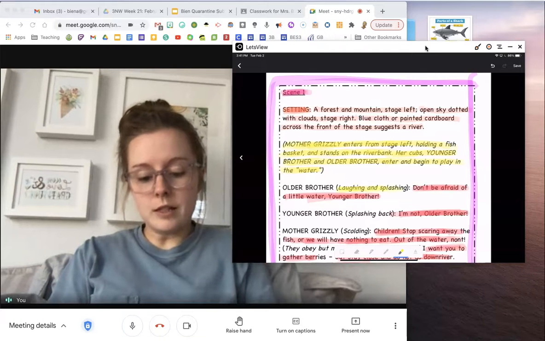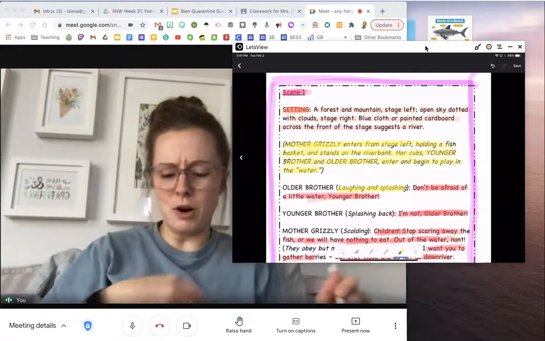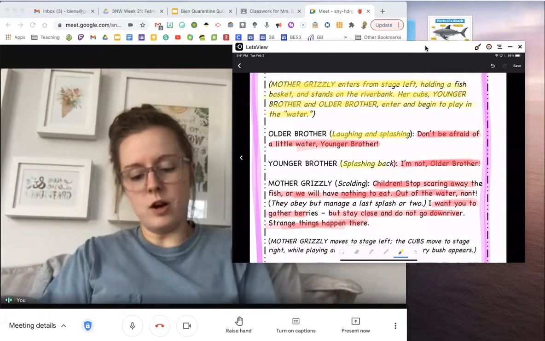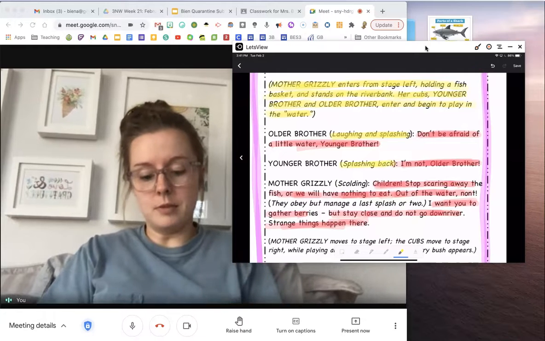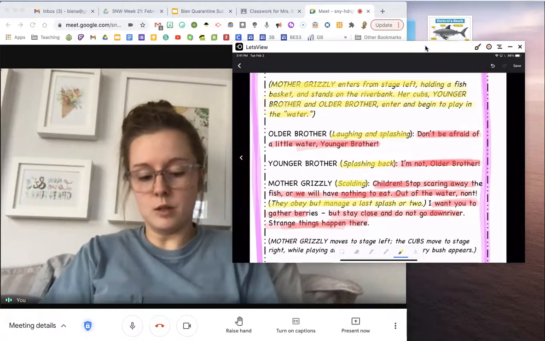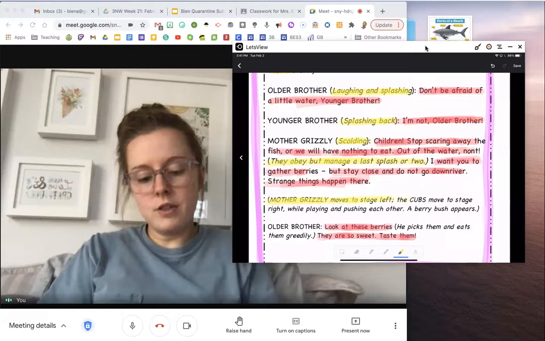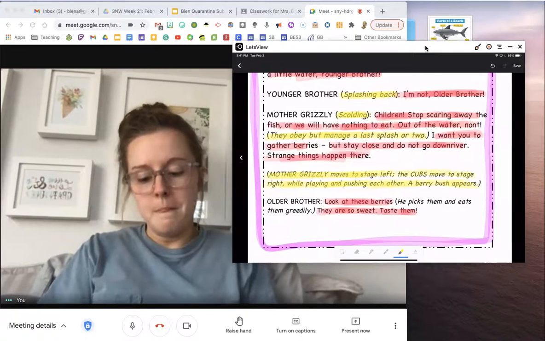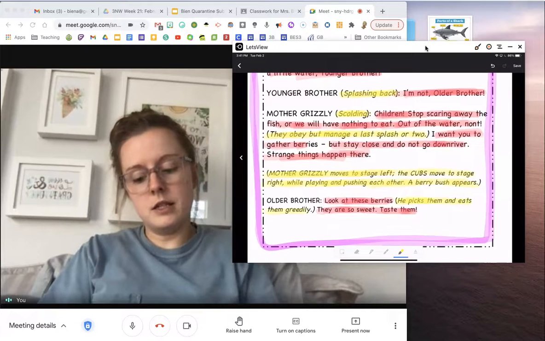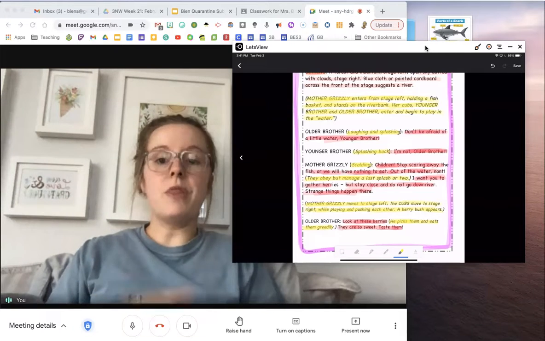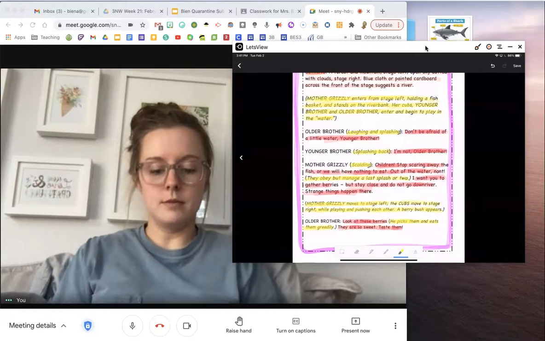Older brother is laughing and splashing as he says, "Don't be afraid of a little water, younger brother." And younger brother says, "I'm not, older brother." He's splashing water back on him. That's when Mother Grizzly comes in and scolds them, gets on to them. They do what she says, but they splash a couple more times real quick. It tells me that Mother Grizzly moves to stage left, the cubs move to stage right, playing and pushing each other, and a berry bush appears. And then he picks them and eats them greedily. So the red is what they're saying out loud, but the yellow is what they are doing while they're talking. Does that make sense?